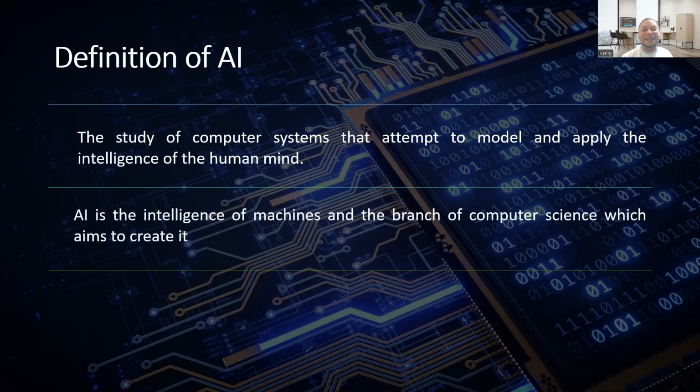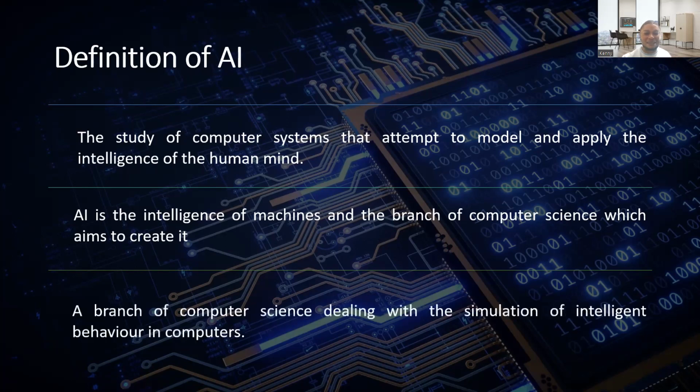Another definition says AI is the intelligence of machines and the branch of computer science which aims to create it. So you are using a computer-based system to mimic the human mind. You are asking a computer to think in the same manner that a human will think. And that is what we call artificial intelligence.